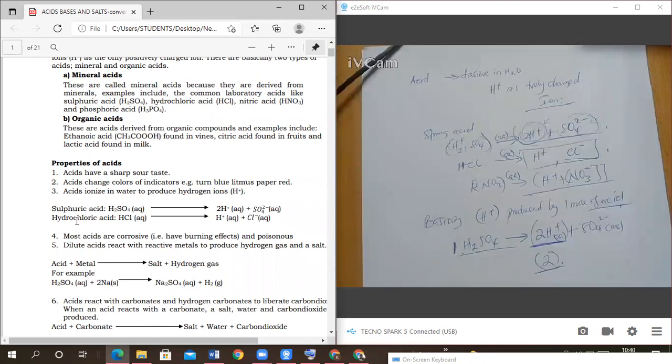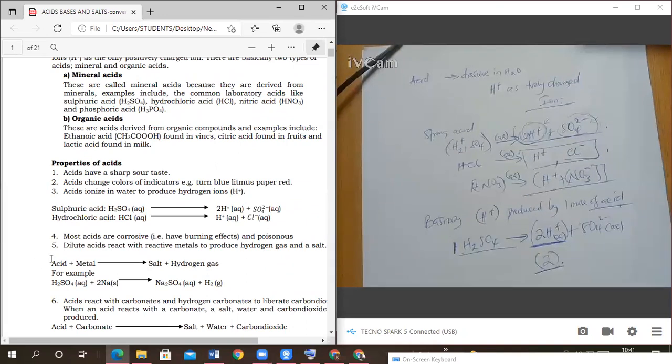Acids ionize in water to produce hydrogen ions. That one we have seen with sulfuric acid. The number of hydrogen ions it produces when it ionizes defines basicity. Acids are corrosive. They cause a burning effect, both to humans and anything they come into contact with. And they are very poisonous. Dilute acids react with metals to produce hydrogen gas and a salt. We saw how that happens.